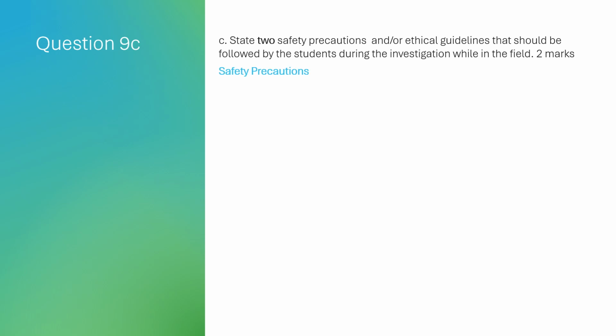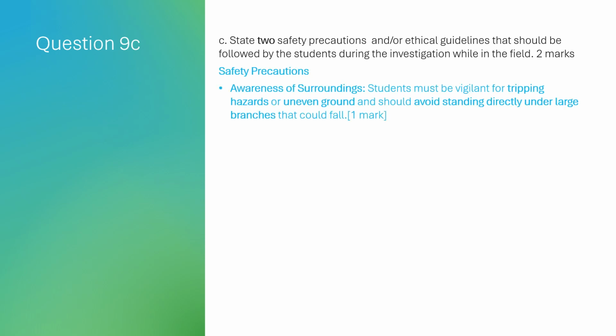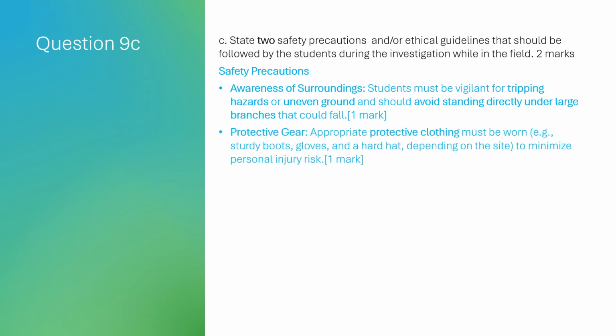Safety precautions: awareness of surroundings. Students must be vigilant for tripping hazards or uneven ground and should avoid standing directly under large branches that could fall. Protective gear: appropriate protective clothing must be worn, such as sturdy boots, gloves, and a hard hat, depending on the site, to minimize personal injury risk. Ethical guidelines.